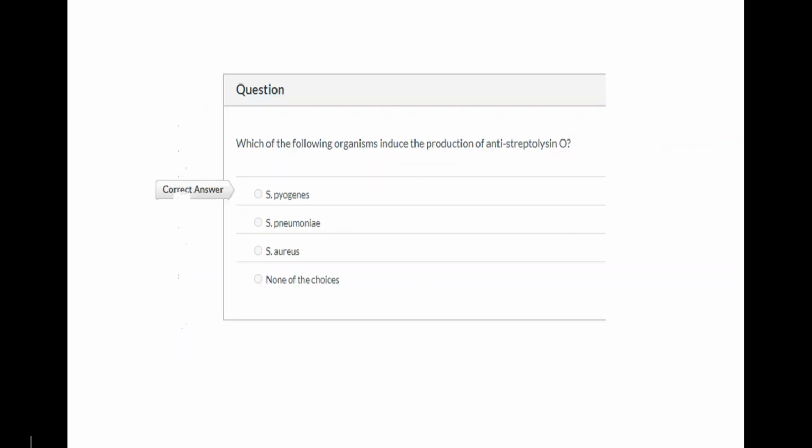Which of the following organisms induce the production of anti-streptolysin O? Of course, it was discussed to you. It's Streptococcus pyogenes or group A strep.